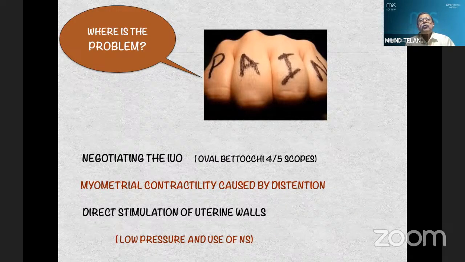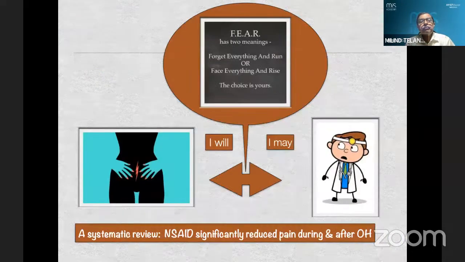Mind you, if you start moving the scope at the level of the internal os to one side and the other side, remember there's a fulcrum effect at the level of the internal os. And as soon as you move, the stretch receptors cause a reflex and cause pain to the patient. So you should be gentle in your movements once you cross the internal os.